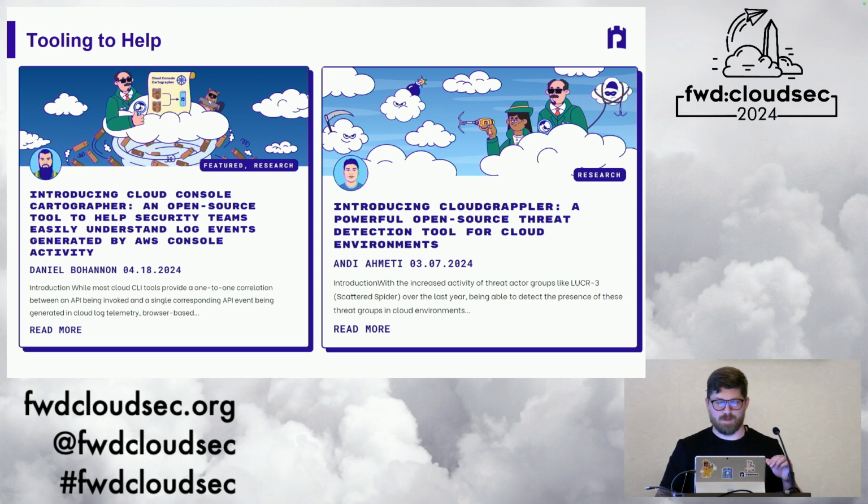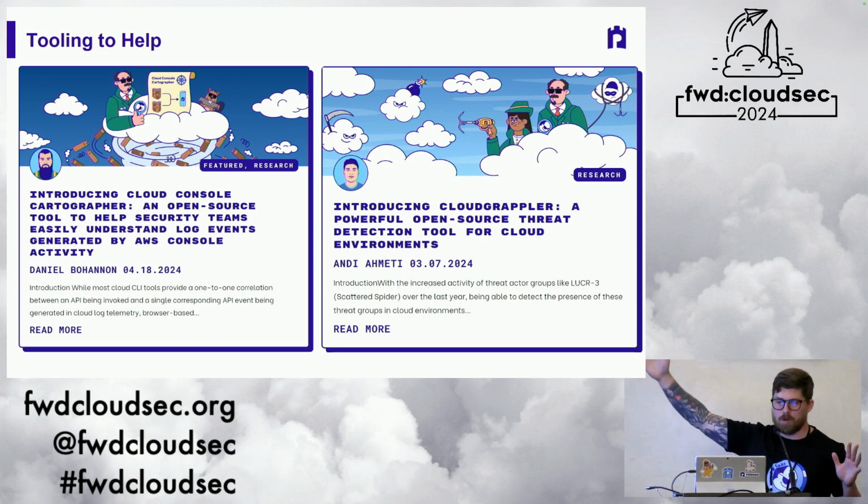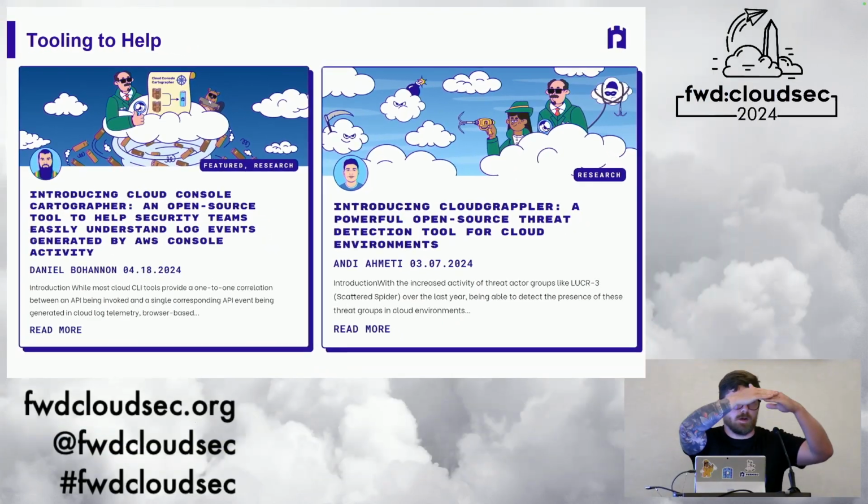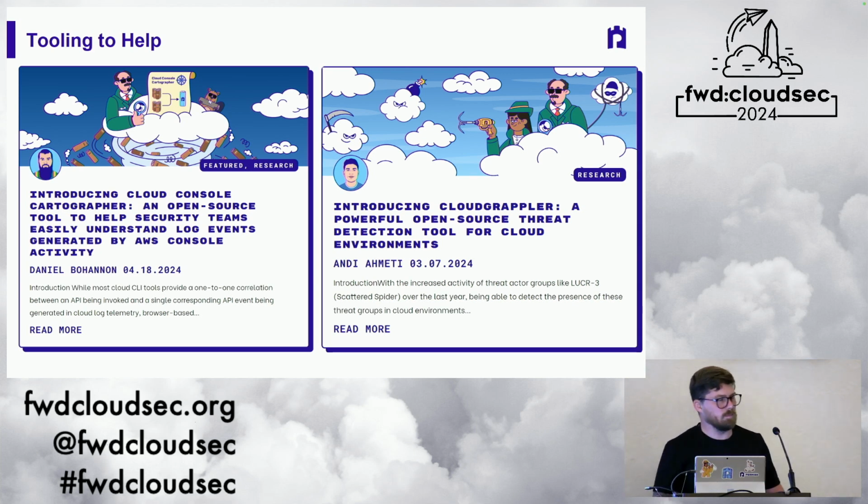B3. Awesome. Hey, we released some tooling to help out. Cloud Console Cartographer. I think you guys might have seen how that helps when you're analyzing console sessions. It collapses those 100 events that happen every time you click Create Bucket into one thing. So check that out. And then Cloud Grappler has a lot of the event level detections for detecting this type of stuff in your own environments. Thanks, everyone.